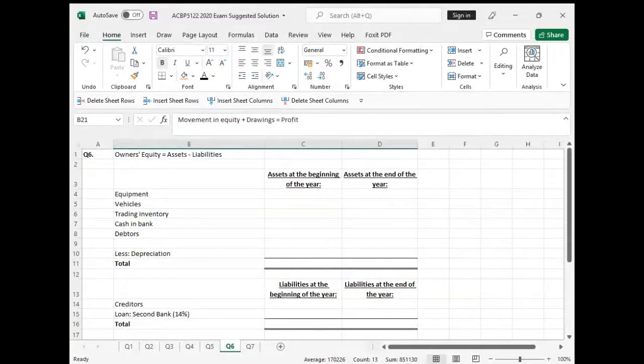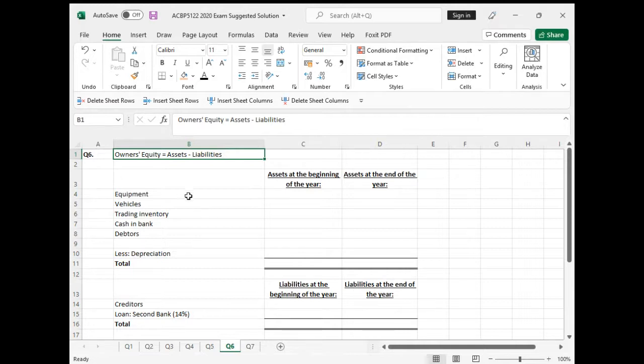Okay, so in the Excel file, just to remind myself while working this out, I've put here what the owner's equity is and how it is calculated. This is just to help me stay focused while doing this calculation. Then I've done a column for the assets and liabilities at the beginning of the year, and assets and liabilities at the end of the year.